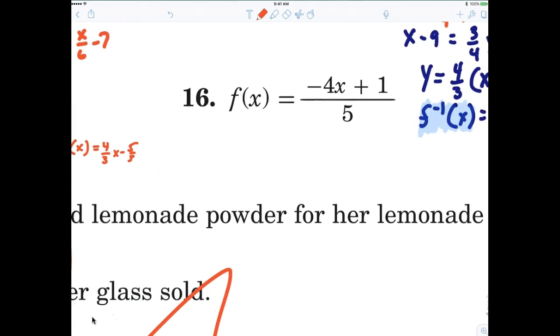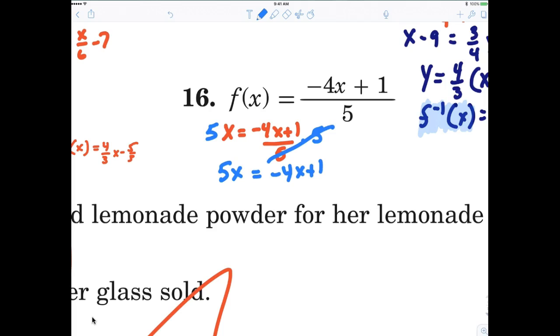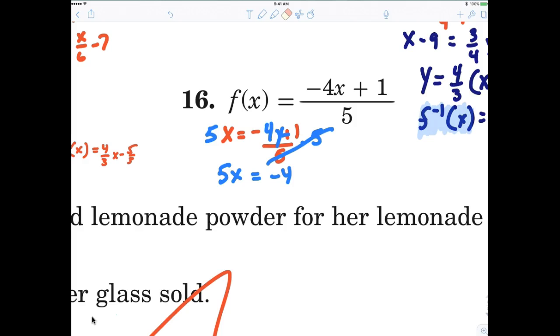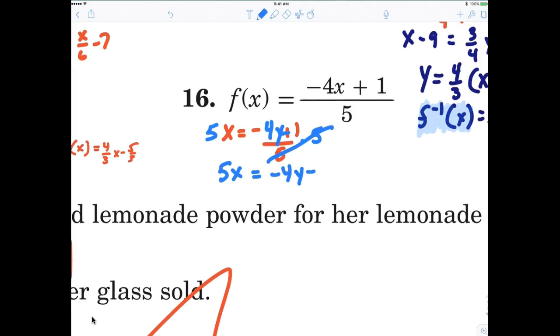Last one for here. So again, we would say x equals negative 4x plus 1 over 5. Again, practicing getting rid of dividing by 5. Multiply both sides by 5. So I have 5x is equal to negative 4x plus 1. I'm sorry, I did not change this x to a y. 4y plus 1, which makes this guy down here 4y plus 1.